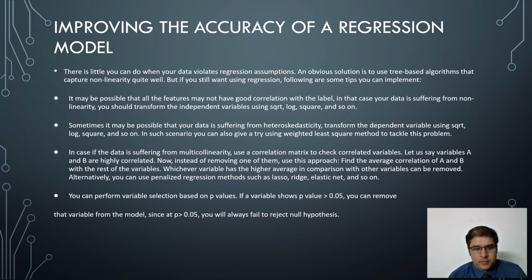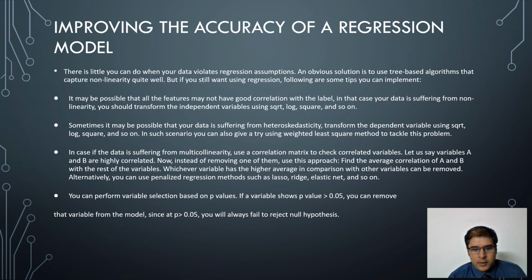Sometimes it may be possible that your data is suffering from heteroscedasticity. Transform the dependent variable using sqrt, log, square, and so on. So heteroscedasticity can be avoided by using the sqrt, log, and square functions. In such a scenario, you can also give a try to the weighted least squares method to tackle this problem. So it can also be used in case the data is suffering from multi-collinearity.